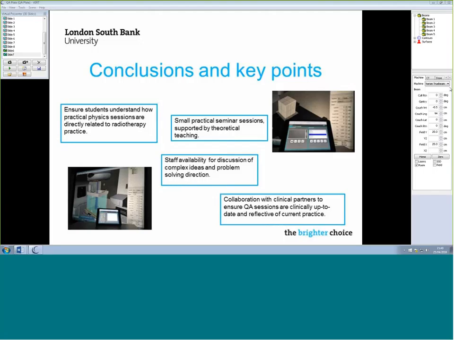We have a message from Yella, who joined just at the start. Yella's from Amsterdam in Holland, and he's asked, what is the size of the group during the session with the QA plate? There'll be between 6 and 8 of them. Currently we've got 12 PG dips and 30 BScs, so that generally means that we run these sessions 8 times in a semester.